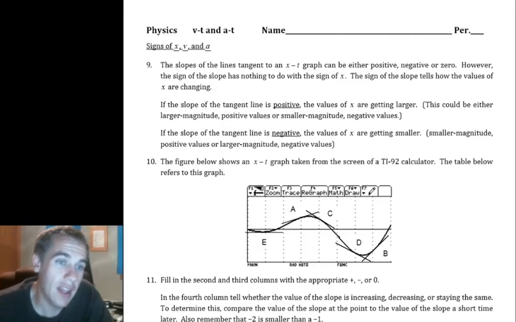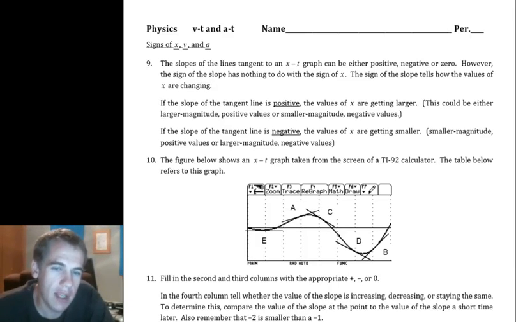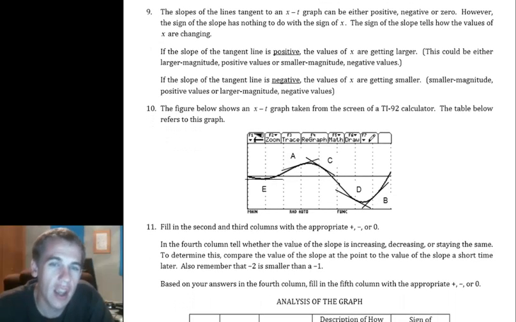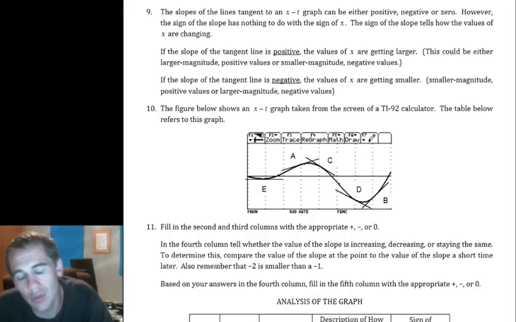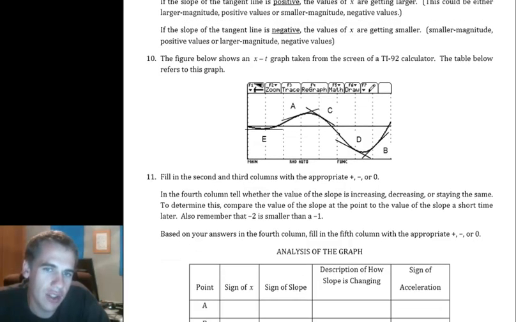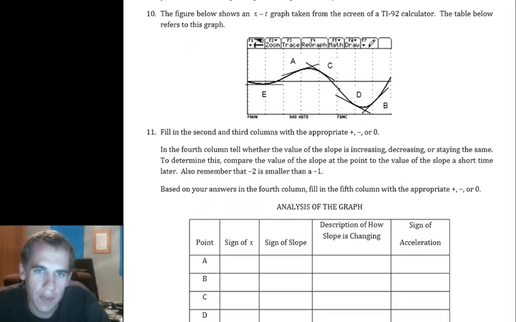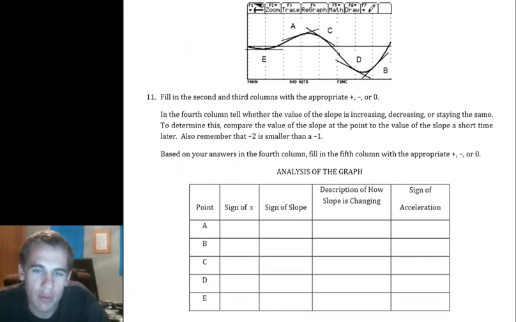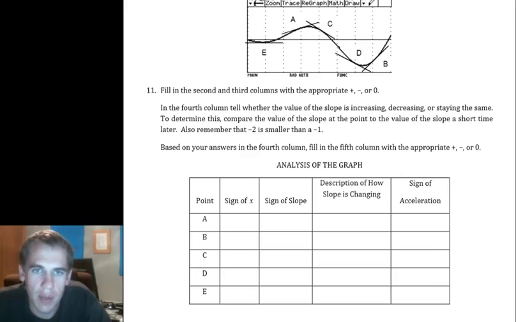All right, and then there's this page. Okay, this page is trying to put that all in perspective. It says the slopes of tangent lines to an xt or position time graph can be positive, negative, or zero. However, the sign of the x value has absolutely nothing to do with how x is changing. So this graph is trying to say, okay, let's start with the position time graph, and let's figure out what the velocity is, and if we can figure out what the acceleration is, we'll be really doing good. Okay, so there's an xt graph, and we're supposed to fill in these columns based on the information in the graph.